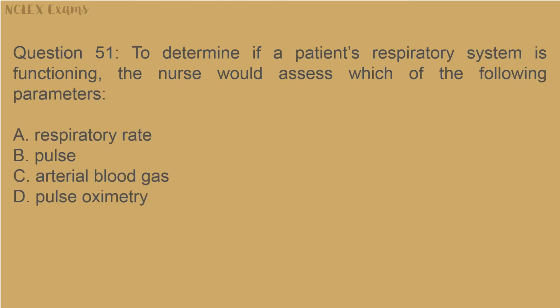Question 51. To determine if a patient's respiratory system is functioning, the nurse would assess which of the following parameters? A. Respiratory rate. B. Pulse. C. Arterial blood gas. D. Pulse oximetry.